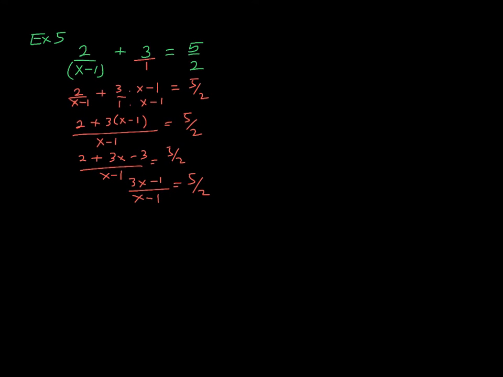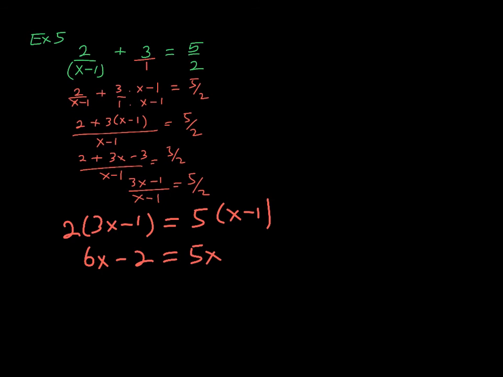To find what x is, we need to cross multiply. So 2 into 3x minus 1 is equal to 5 into x minus 1. 2 times 3x gives us 6x. Then 2 times -1, -2. 5 times x, 5x. 5 times -1, -5.